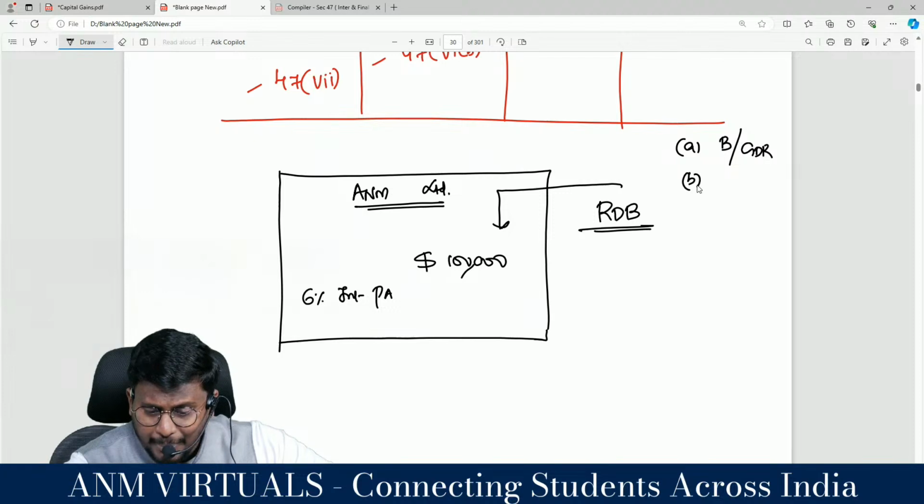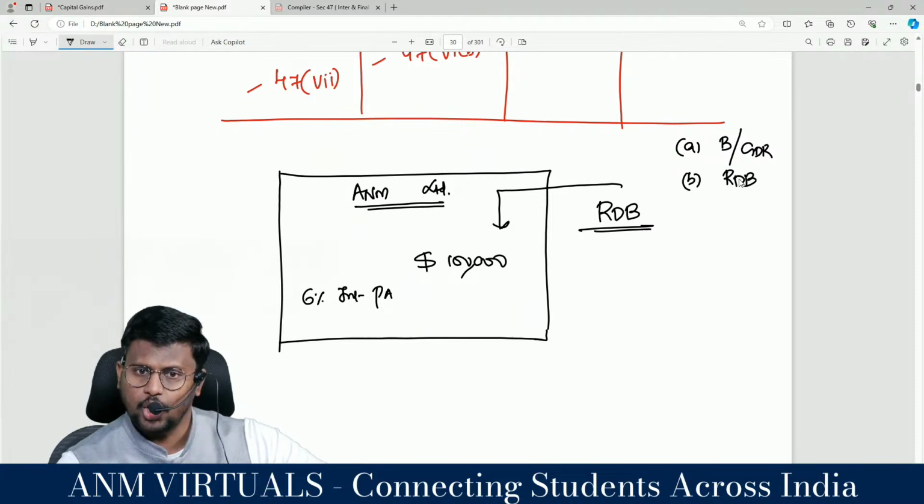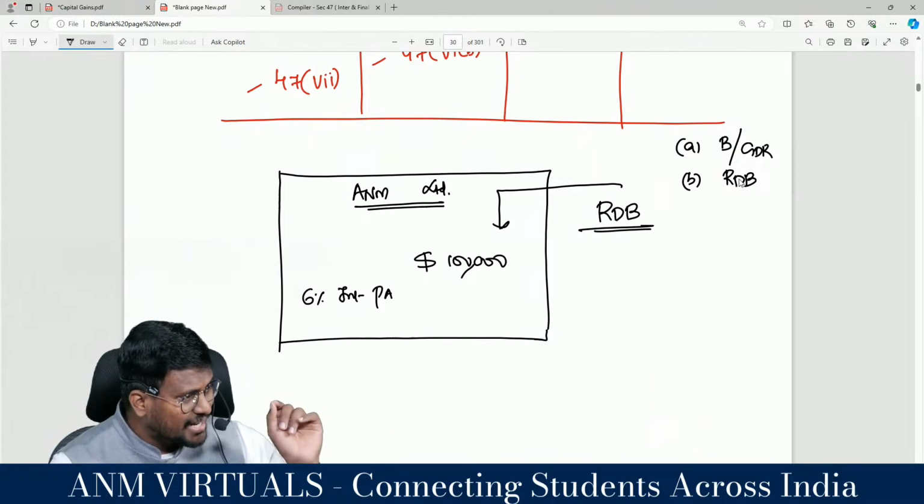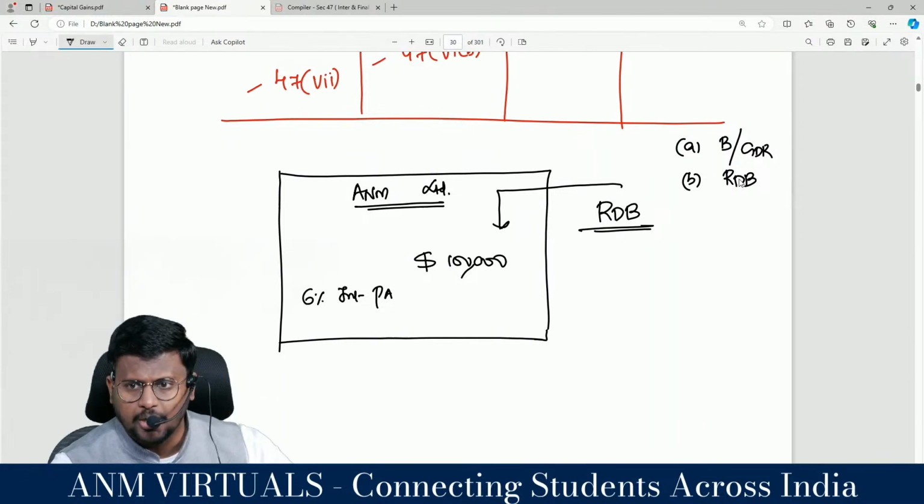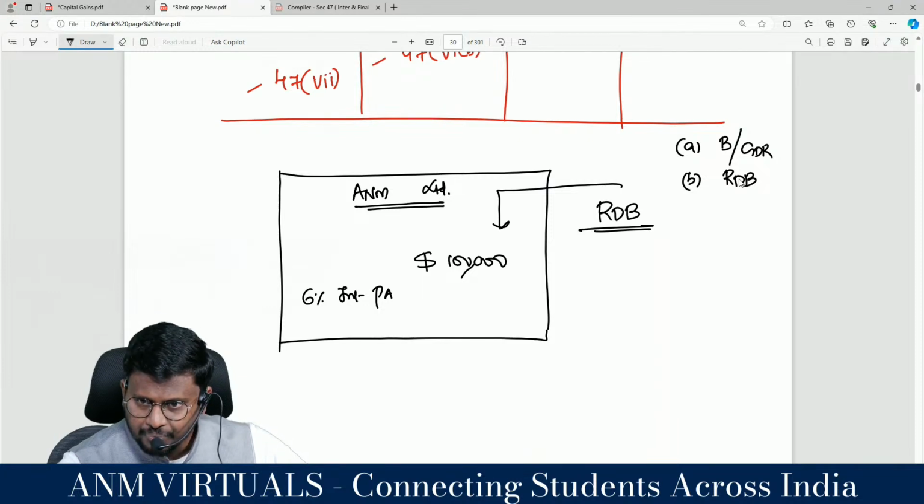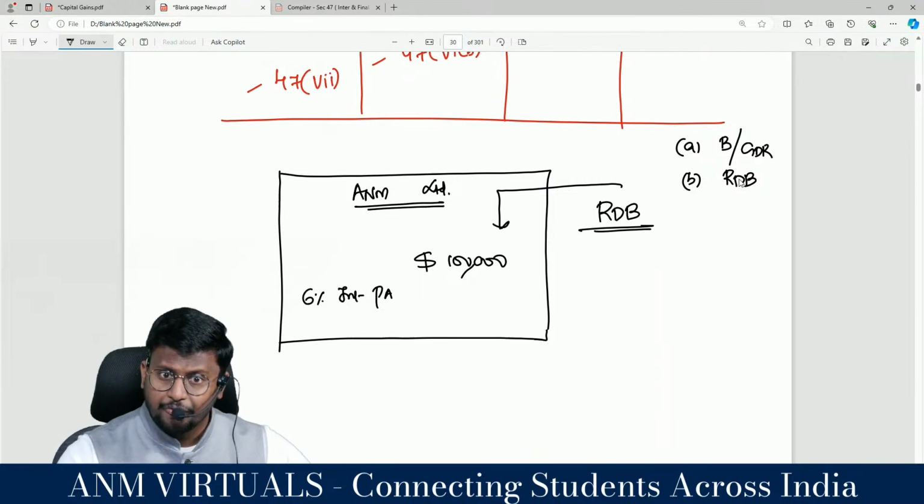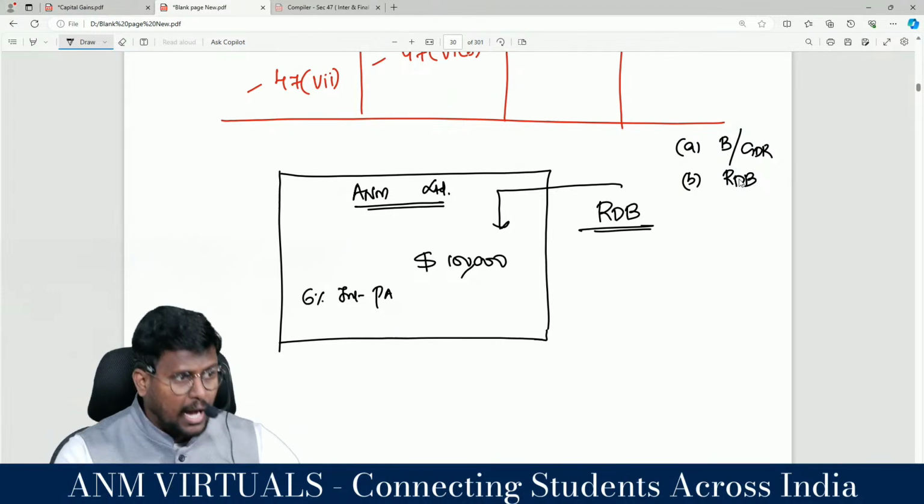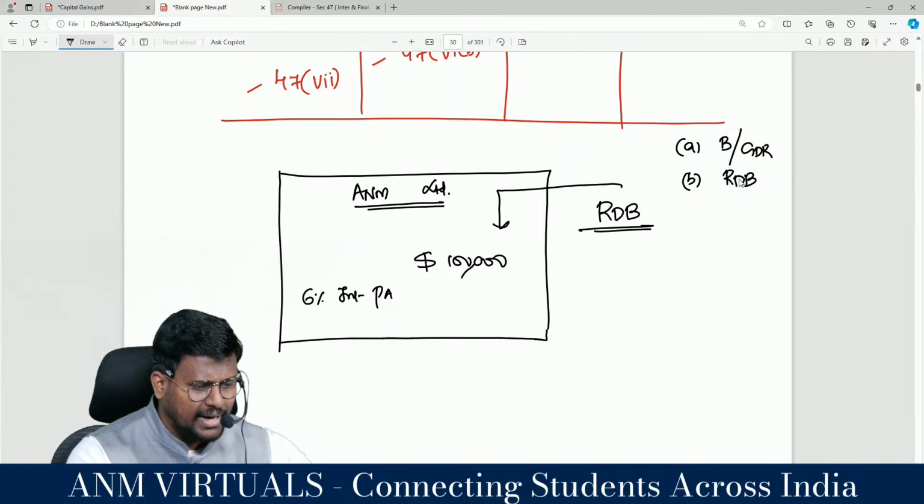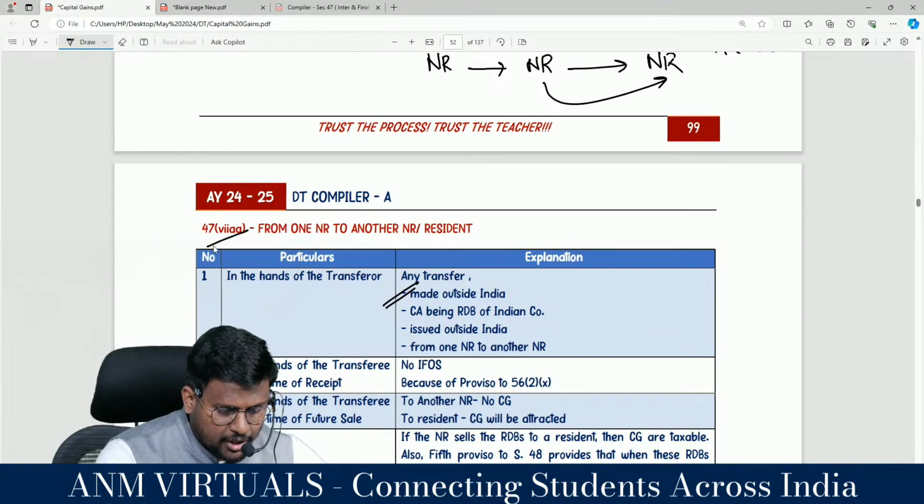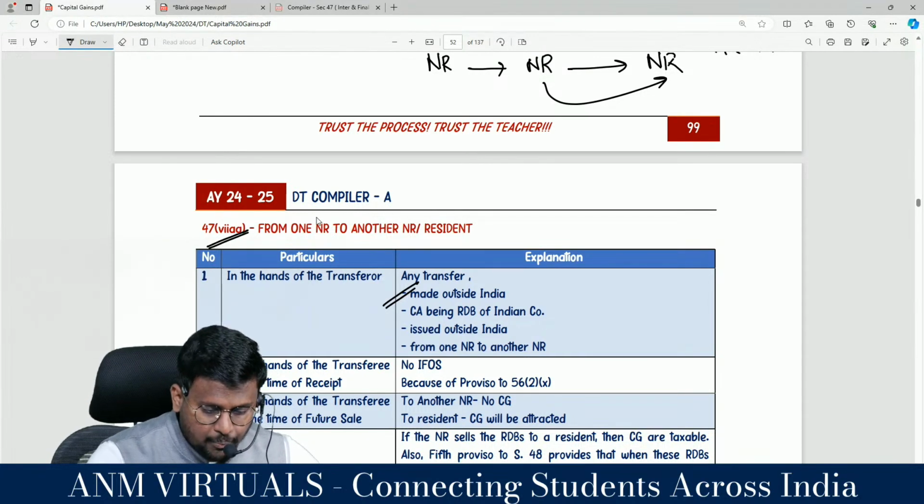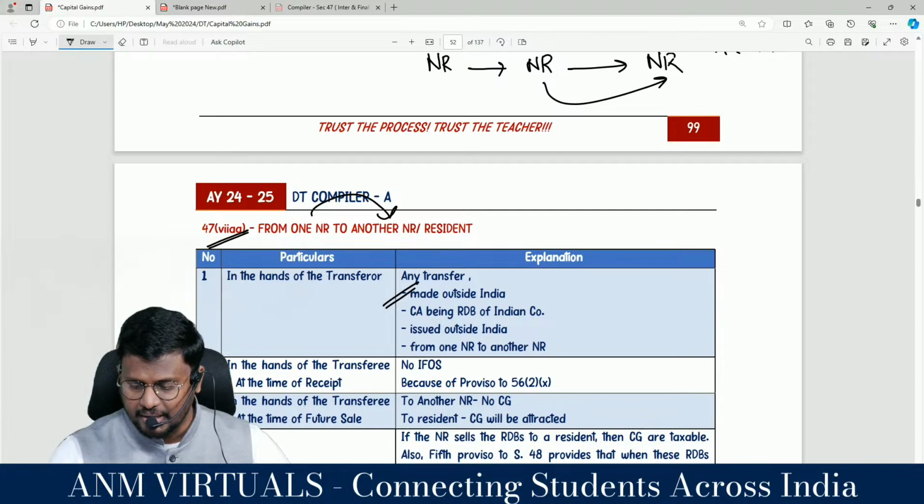Sir, now the capital asset is changing. What is the capital asset? Rupee denominated bond. So a non-resident has subscribed to the rupee denominated bond of a concern. After subscription, before maturity, if it is transferred from one non-resident to another non-resident, it will not be regarded as a transfer as per 47 clause 7AA.